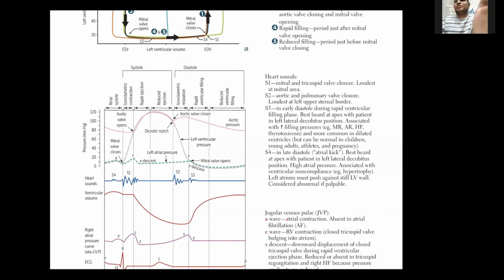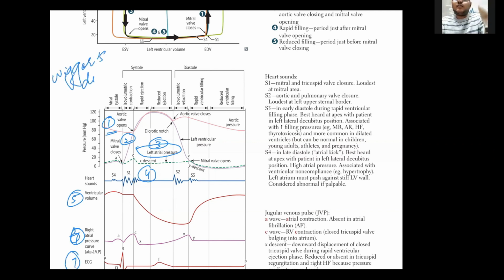So now we discuss the different changes in the Wiggers diagram. We discussed all of this one by one in collaboration with the 7 different phases: one was the aortic pressure, second was left ventricular pressure, third we discussed the left atrial pressure, fourth we discussed the association with heart sounds, fifth we discussed the ventricular volume, sixth we discussed the JVP, and seventh we discussed the ECG changes. This is called the Wiggers diagram.